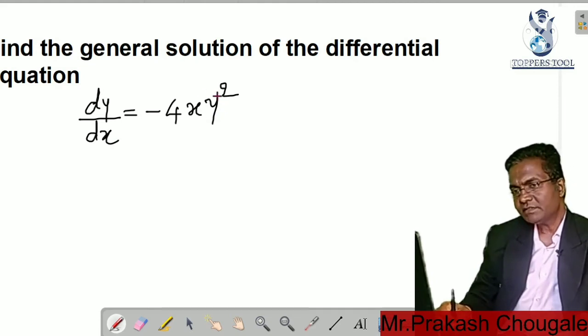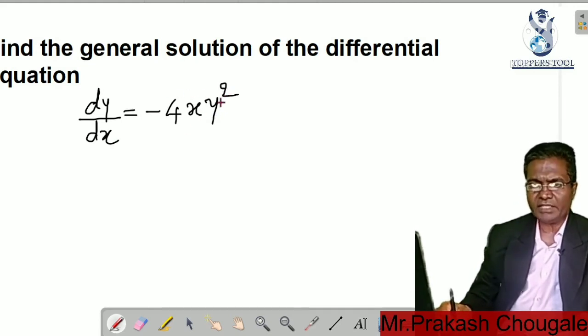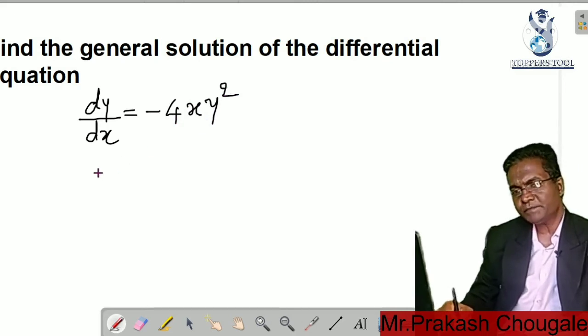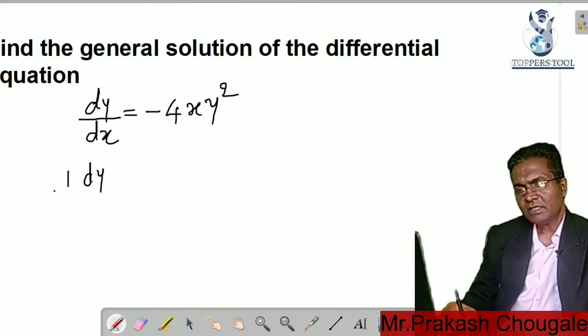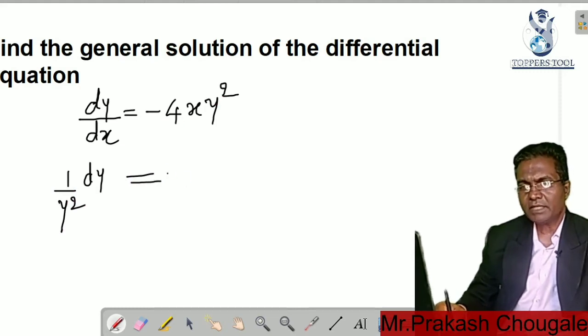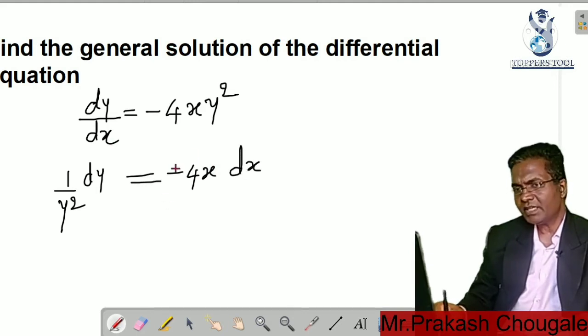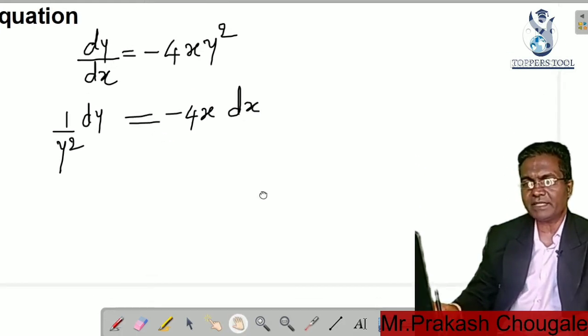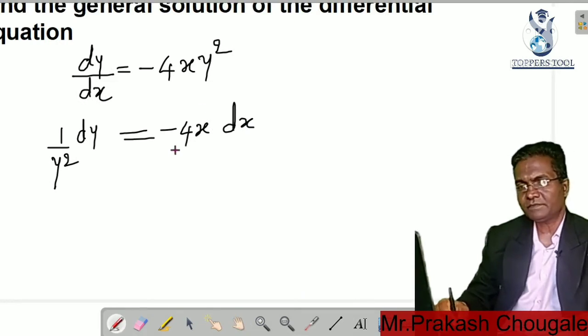Now see here, there is a product of an x term and a y term, so very easily you can separate. I bring that 1 by y square to this side, and keep minus 4x on this side and bring this dx to this side. So this is how the variables get separated. This is called separating variables.